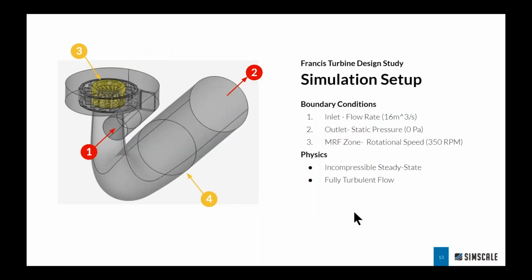A couple of notes on the simulation setup that I'm going to use. Right now I'm going to study one operating point. So I'm going to specify an inlet flow rate. At the outlet, I'm just going to specify zero static pressure since it exits to the atmosphere. And I'm also going to specify a rotation for the blades. So this is the simulation point that I'm going to show you the results for and how I set it up.